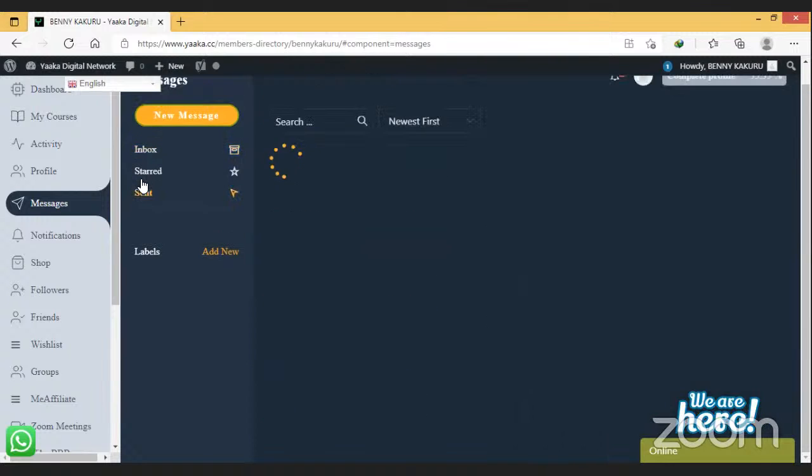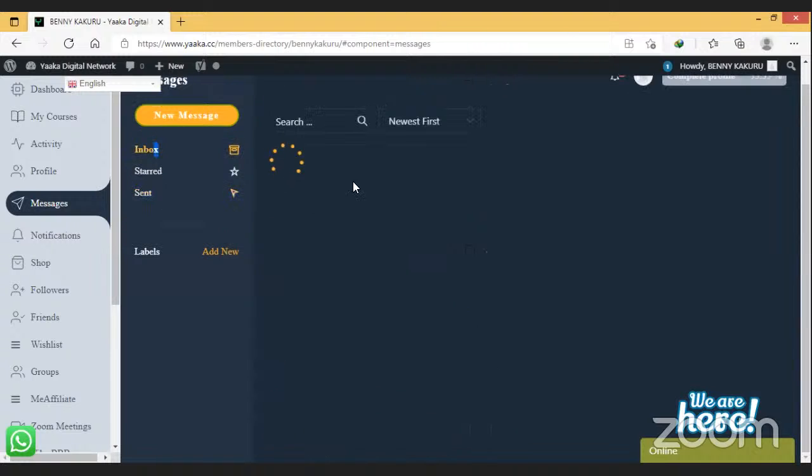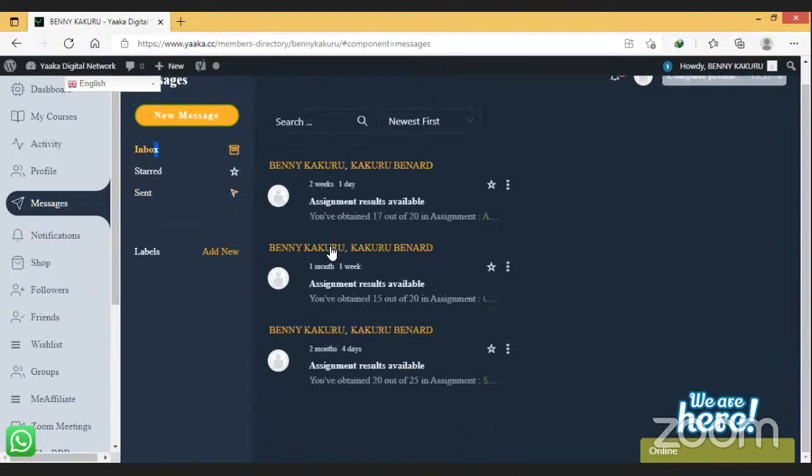To check, you can check under sent. You see that I sent the message. This is the one we just did. So even if the teacher marks your work, you will still get your marks under inbox. You'll find your marks there.